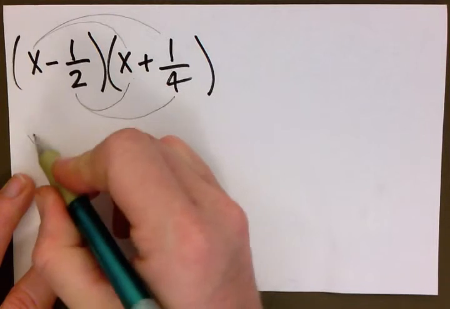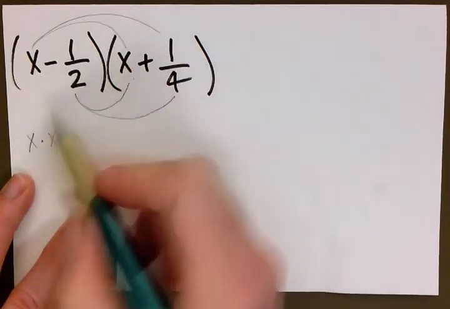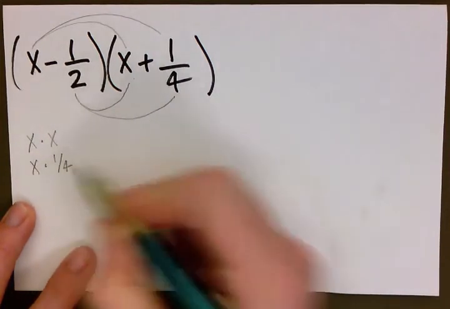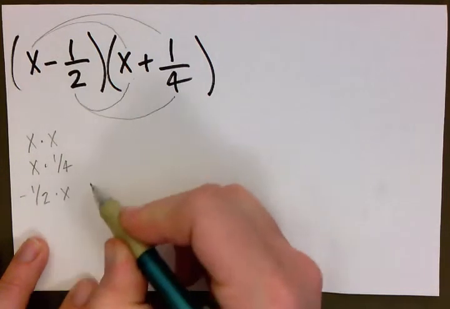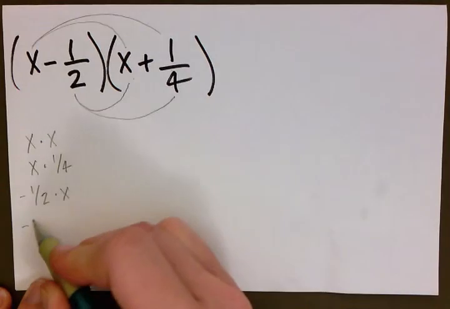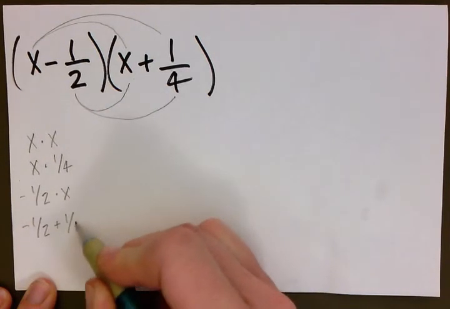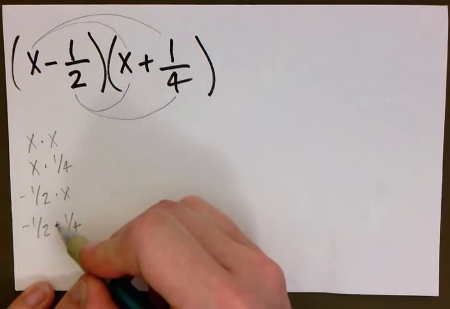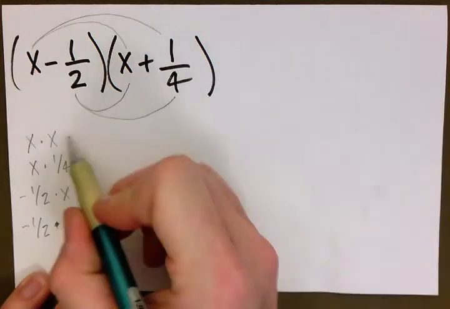So we had x times x, that was our first portion. Then we have x times 1/4. Then we have negative 1/2 times x. And then we have negative 1/2, it's not plus, we're going to say multiply. We want to multiply those two: negative 1/2 times 1/4. Now let's go ahead and just do our math.